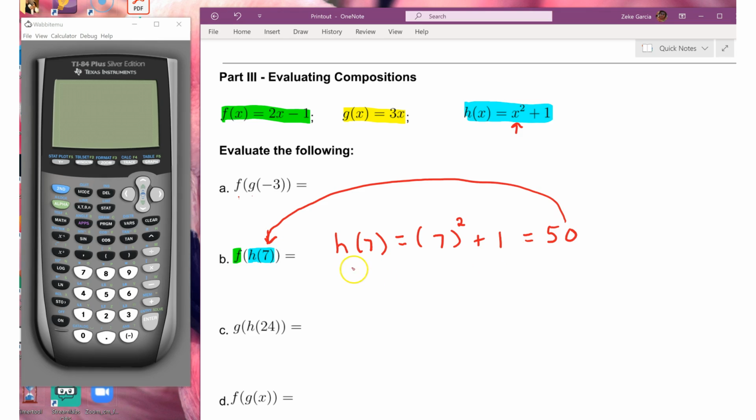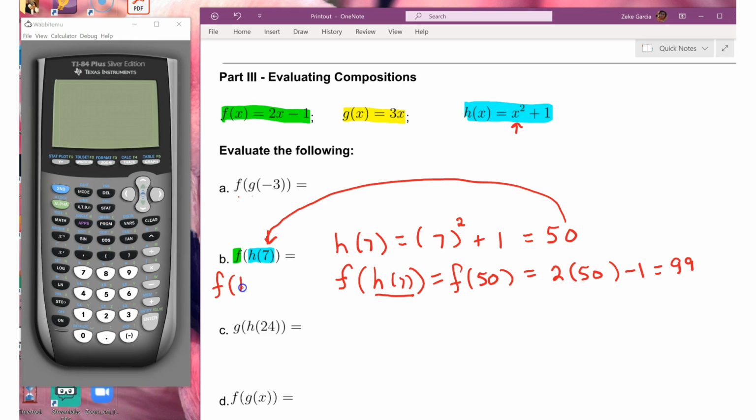So now you're going to have f of h of 7 is equal to f. What was the output of h of 7? It was 50. So now you're going to use function f, the green one, so you have 2 times the input. Well, the input is 50, minus 1, and we know that 2 times 50 gives you 100, minus 1 gives you 99. So what's going to be f of h of 7? F of h of 7 will give you 99.